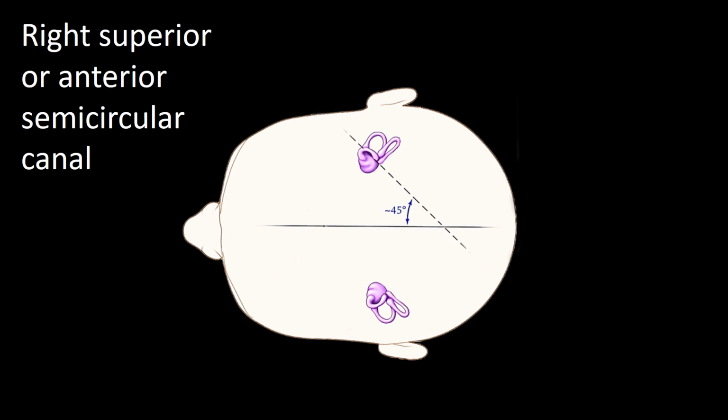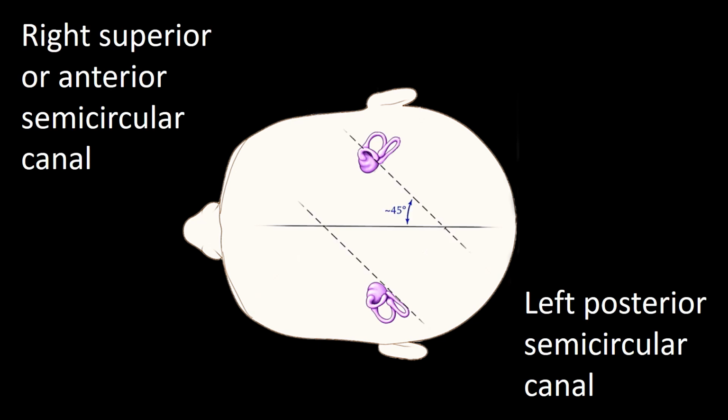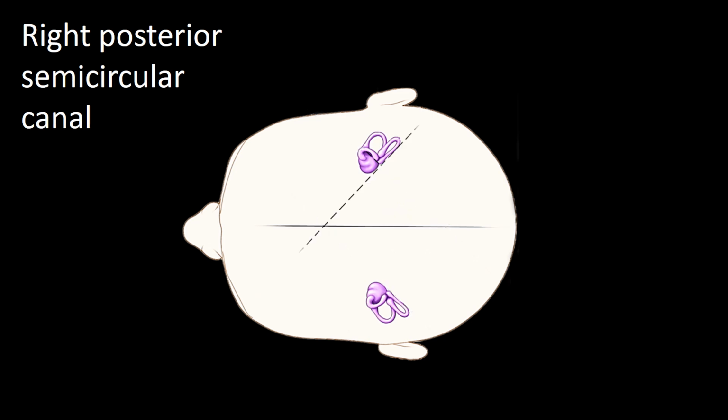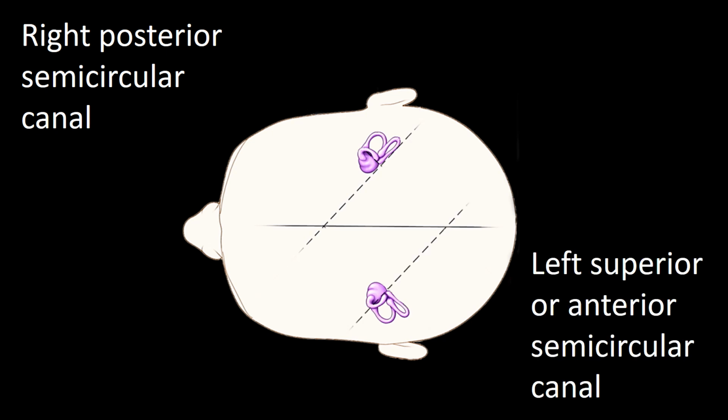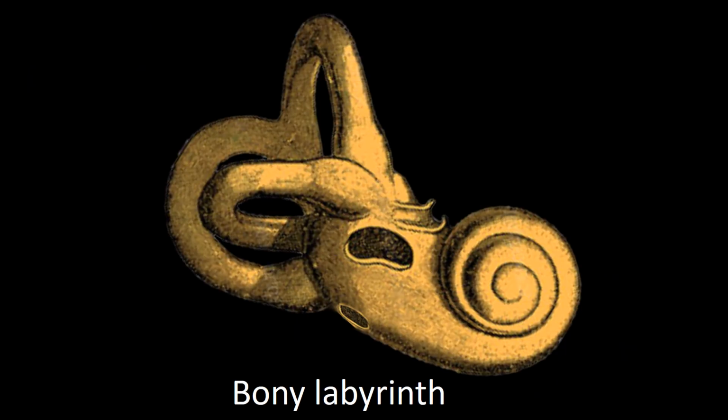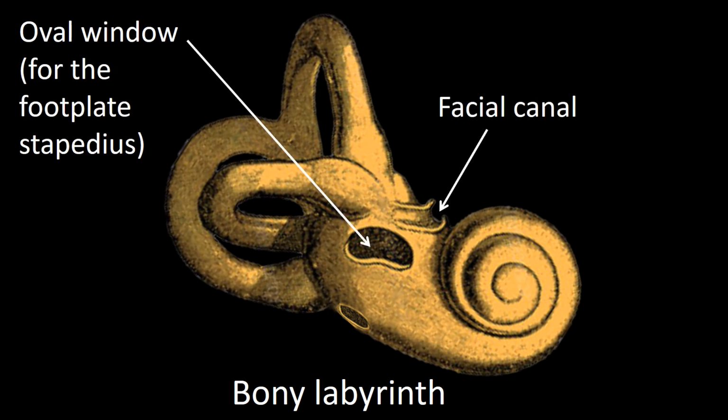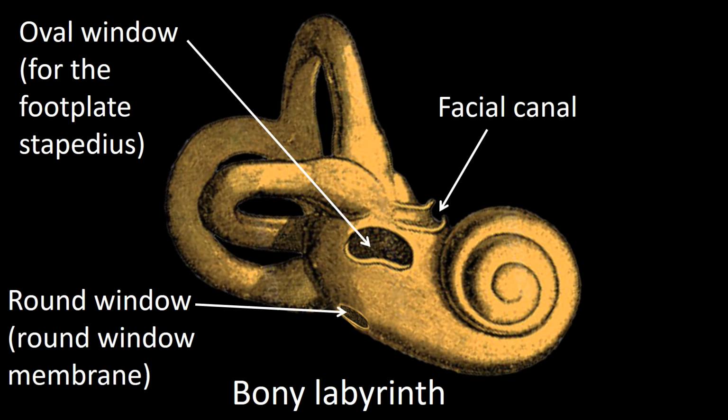Notice that the right superior semicircular canal and the left posterior semicircular canal axes are parallel to each other and in a 45-degree angle to the sagittal plane. Hence, they work as a pair. The right posterior semicircular canal and the left superior semicircular canal also work as a pair. They are aligned in a 45-degree angle to the sagittal plane. Other structures that can be identified in these drawings are the facial nerve canal, the oval window for the footplate of the stapes, and the round window.